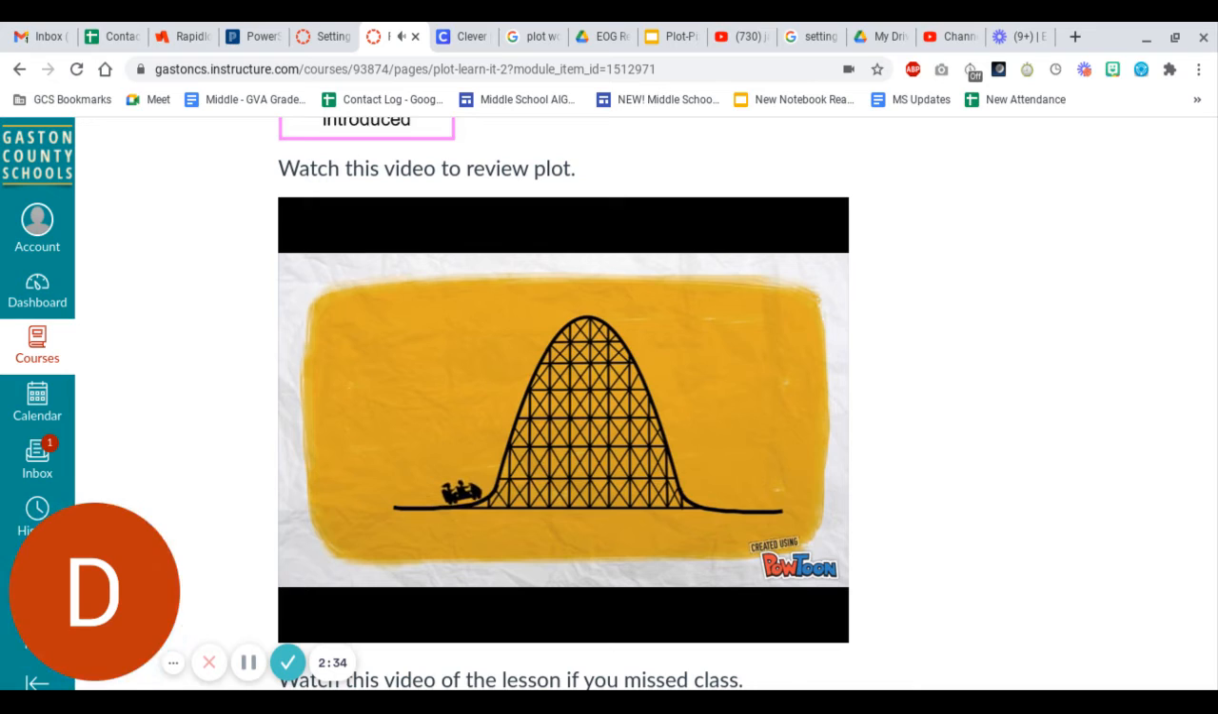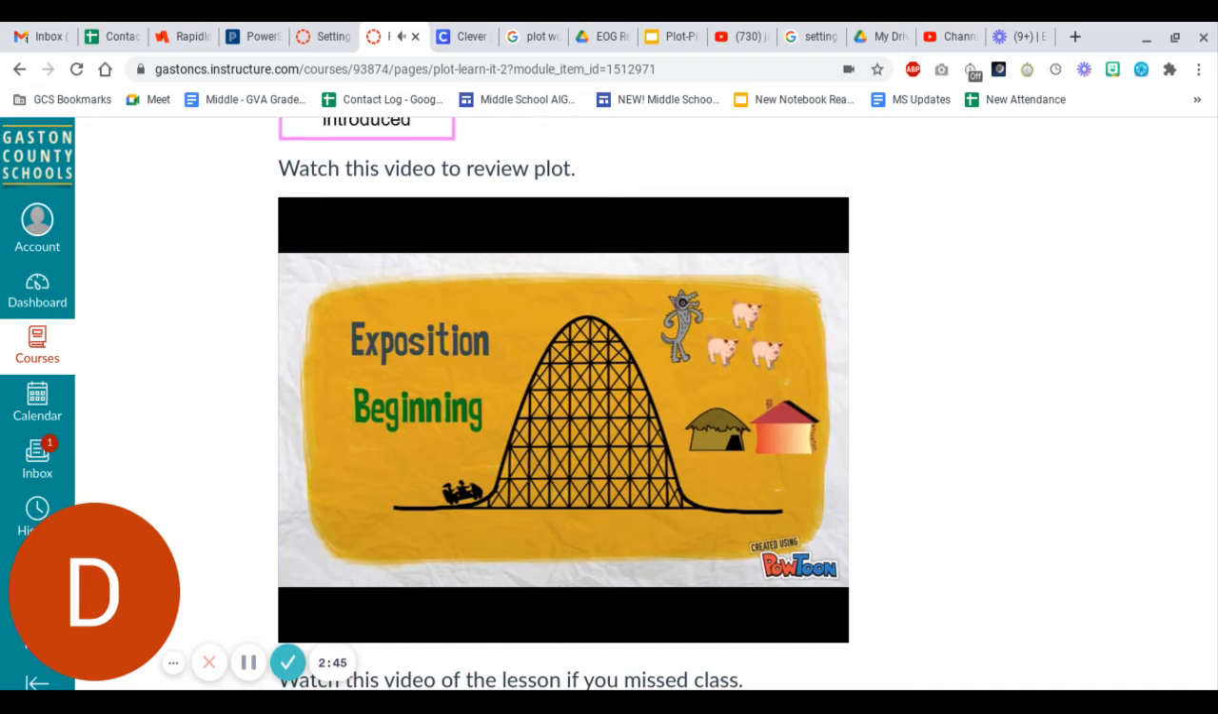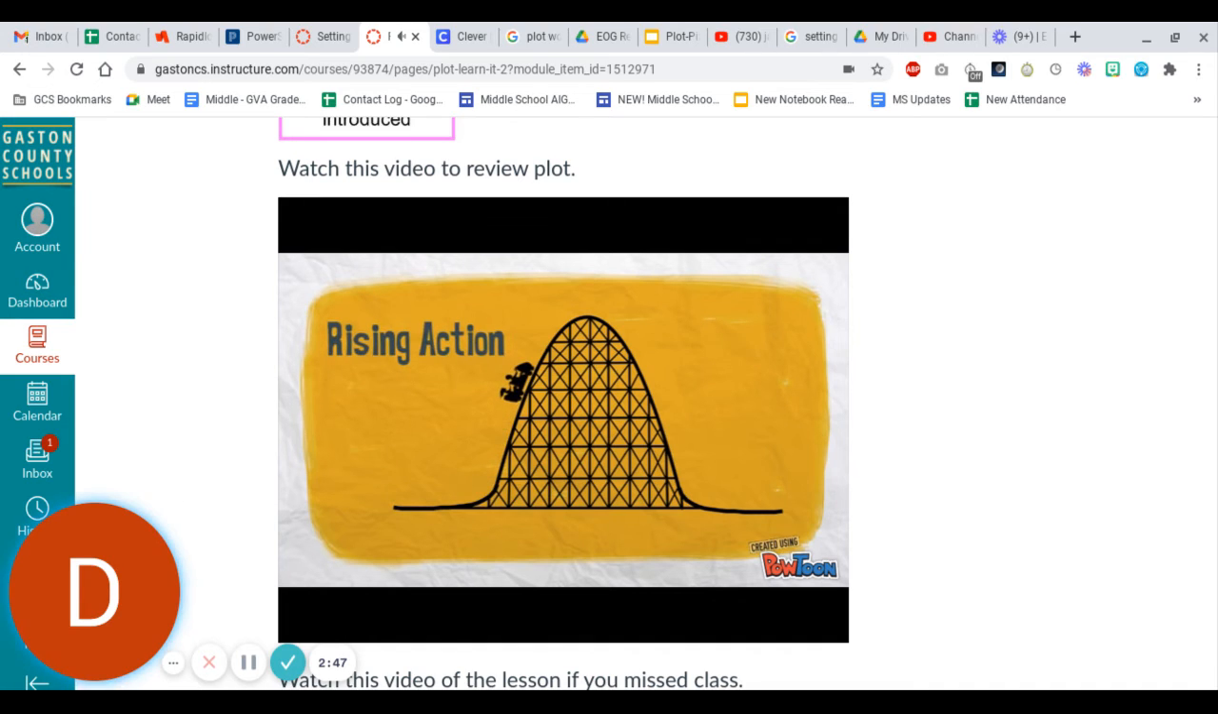The first part of the plot is called the exposition. The exposition is simply the beginning of the story. Here, the author introduces the characters and establishes the setting. The next part is the rising action. This is where the conflict of the story is revealed. During the rising action, the main character encounters some sort of problem that creates tension, such as when the wolf blows down the little pig's house.